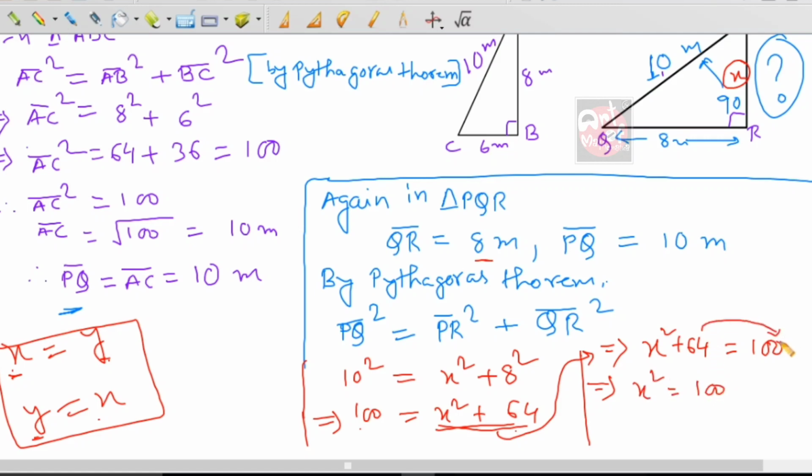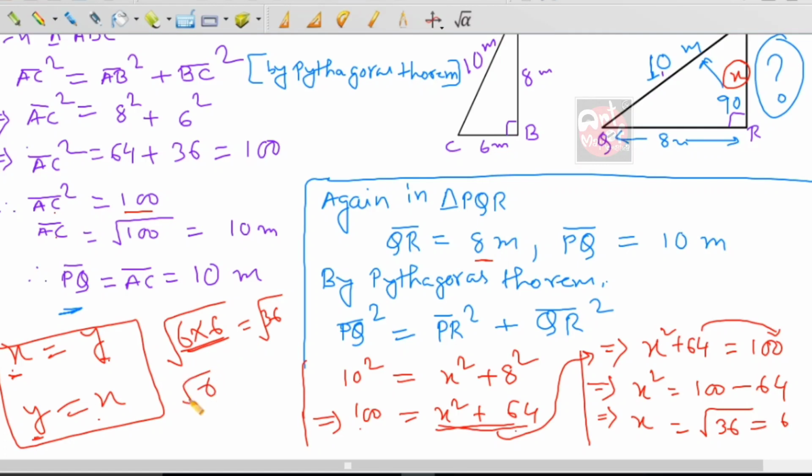Now if you transpose to this side, the sign will be changed, that is minus 64, plus will be minus. Implies x equals, now this is 36 and x square over there, so x equals what? Root over 36. Now only I have done here. See, AC square equals 100, so AC equals what? Root over 100 equals 10. Root over 36 equals 6, because you all know 6 into 6 gives what? 36. So root over 36 means 6 into 6. In both places how much will it come? 8. Okay, so 6 is the answer.